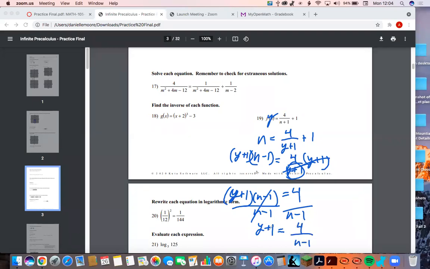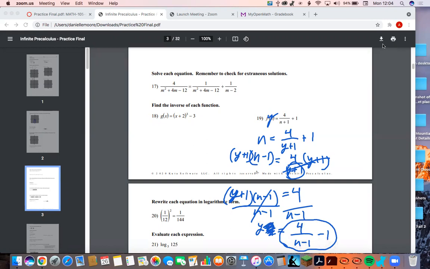And then y plus 1, to get the y by itself, you just minus the 1 and we're good. Now you got 4 over n minus 1, take away 1, looking good. And that's our inverse here. So you just call it f inverse equals that.